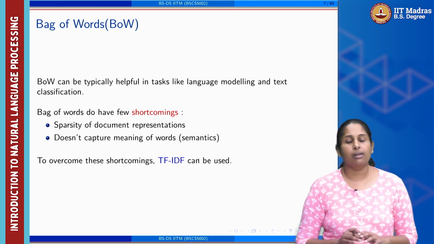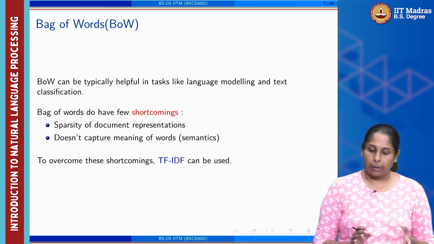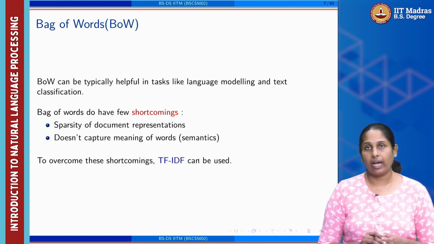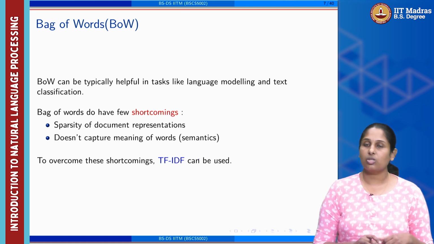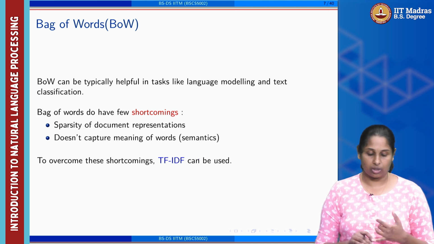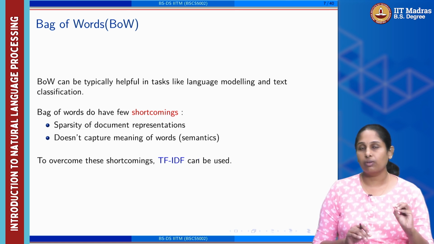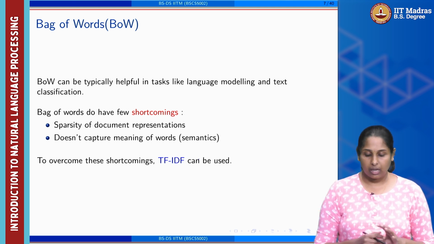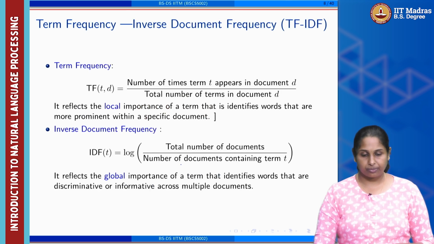Now, it is typically helpful in language modeling and text classification. Of course, it is a very easy and popular method, but it still has a shortcoming. Sparsity of document representation is one of the major shortcomings, and it does not capture the meaning around the word. It just captures the word and its frequency. So, to overcome this shortcoming, another method called TF-IDF can be used.